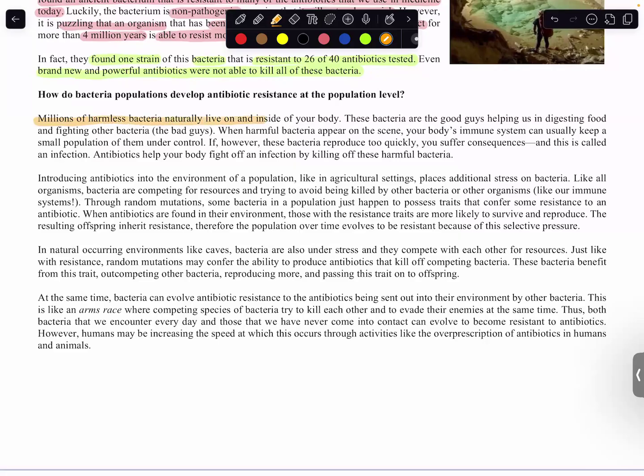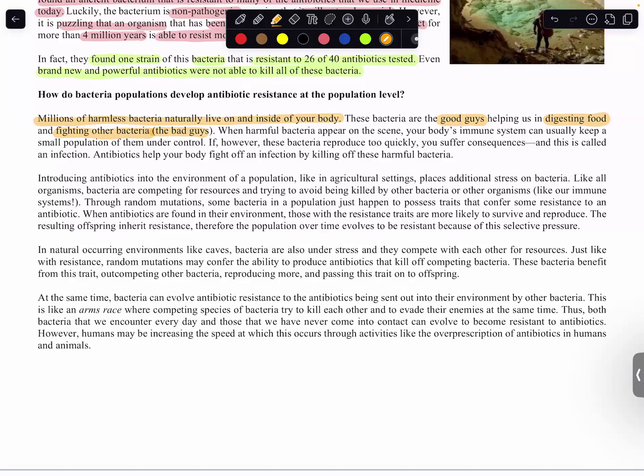Millions of harmless bacteria naturally live on and inside your body. These bacteria are the good guys, helping us in digesting food and fighting off other bacteria, which could be the bad guys. So I bet you didn't know that we have bacteria that live on and inside of our bodies, and they help us digest food that we otherwise wouldn't be able to digest. And they also help us fight off other bacteria, right? Because competition is never going to stop for resources. So they help us to fight off these other bacteria that are pathogens or harmful to us and that could really disrupt our homeostasis. So we owe bacteria almost everything.